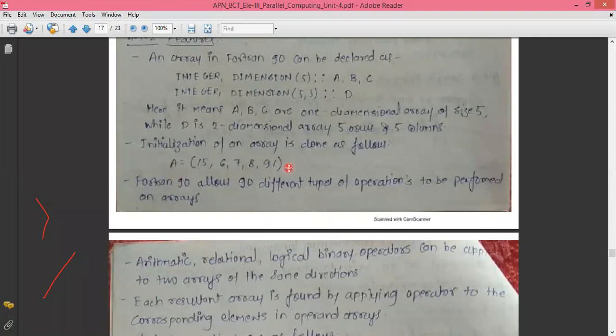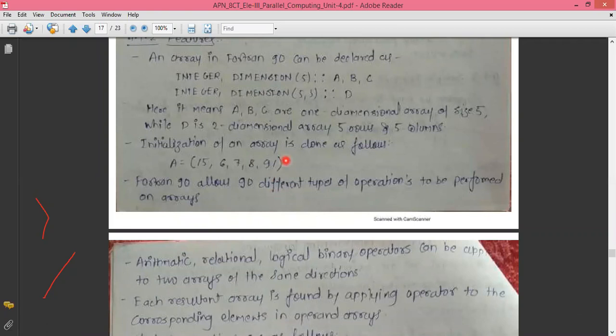So you have to remember the syntax when we are writing about these parallel programming languages, right? Genuinely, what we are discussing is mentioned in your syllabus or by the author. So this is the declaration and the initialization of an array, one of the most important parts.